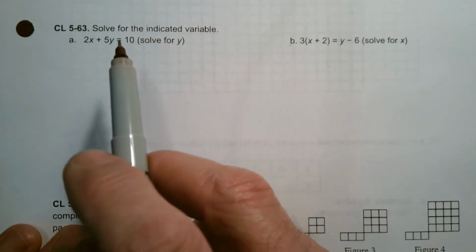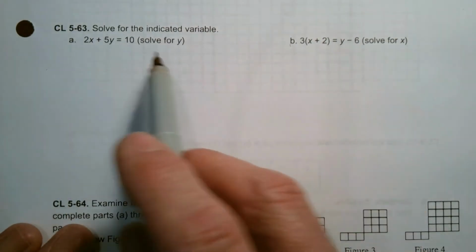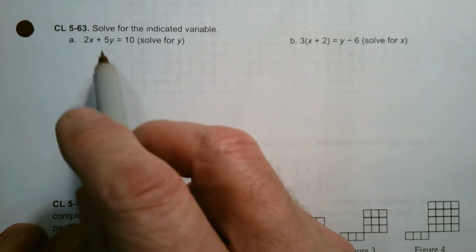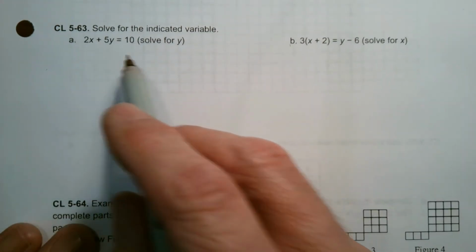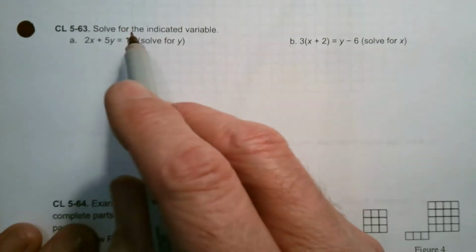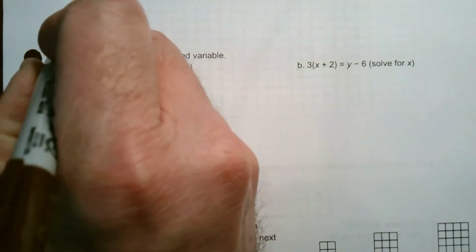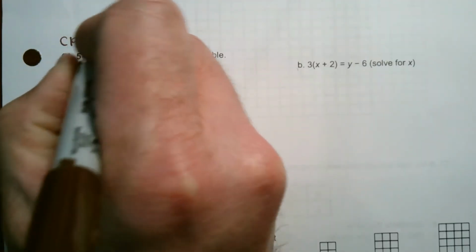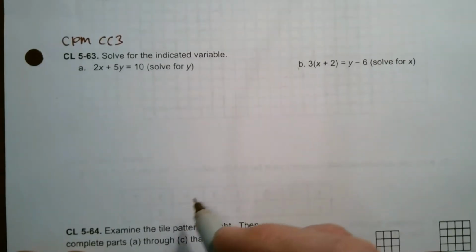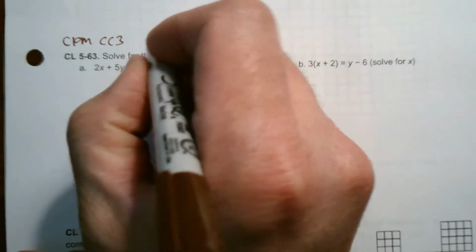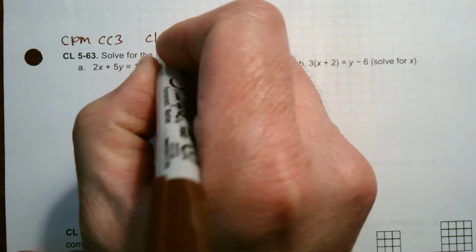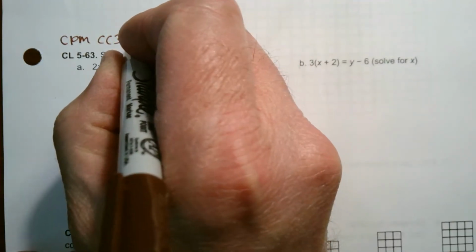We are looking at solving equations that have more than one variable. Notice my equations here have x and y, x and y. So I'm going to solve for that indicated variable. I'm pulling this question from CPM Course 3, and this is from the Chapter 5 closure.